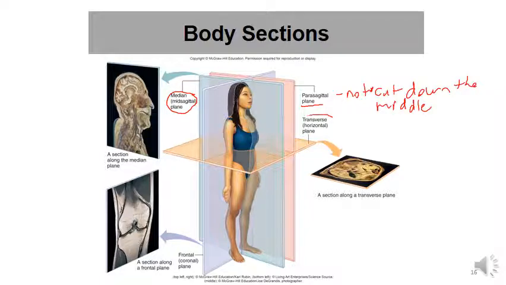Transverse or horizontal plane. This one is cutting across. This is also known as a cross section or the horizontal plane. And then here, frontal or coronal plane. This one cuts into front and back parts. So on the next slide, this is all explained.